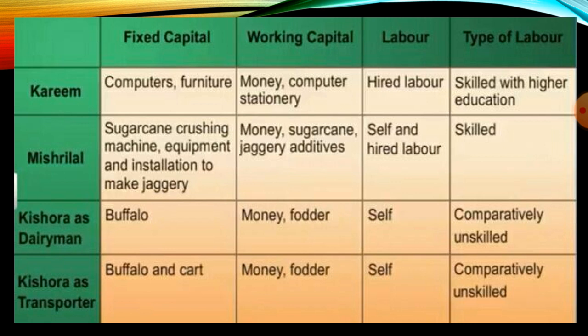Now the last one but not the least, that is Kishora as a transporter. So Kishora used the buffalo. From that loan he bought first the buffalo and thereafter a wooden cart. So the buffalo and the wooden cart are the fixed capital, and what is the working capital of Kishora? It is money and the fodder. Then thereafter what is the labor being applied? It is self labor. Then what type of labor is it? It is comparatively unskilled labor.